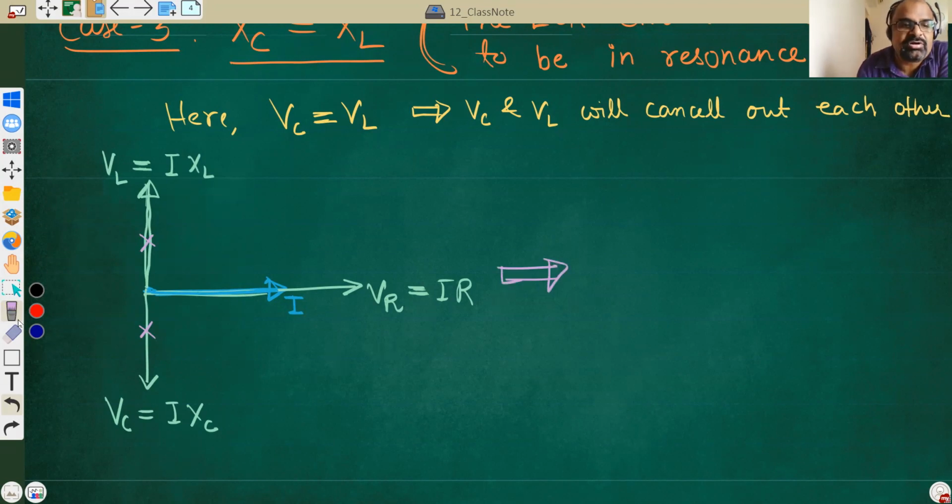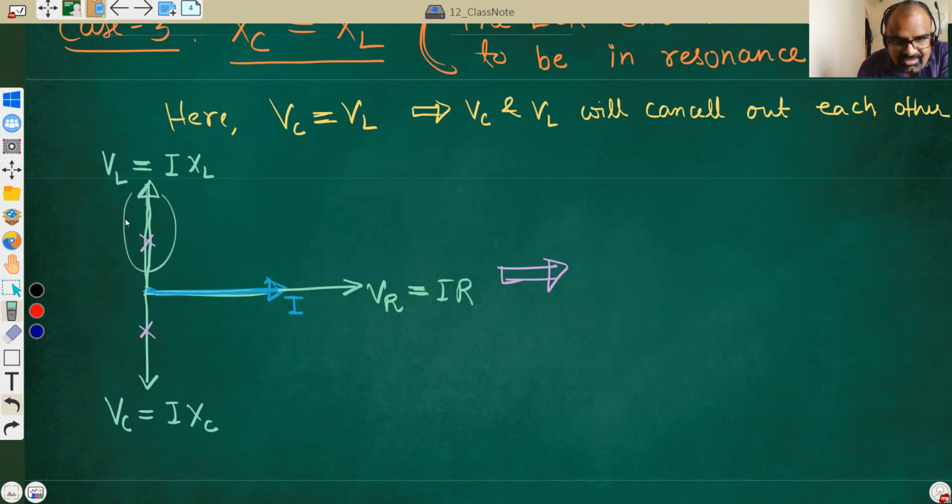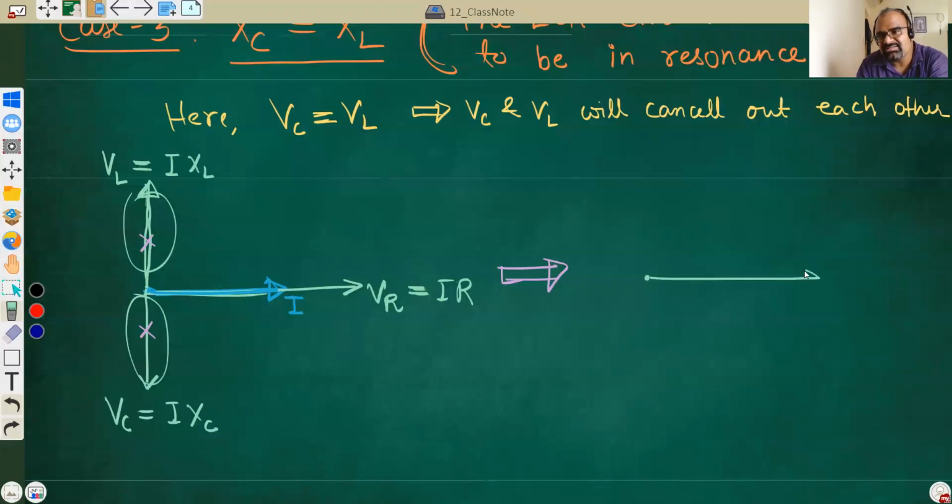So tell me, how will your phasor diagram look like? These two vectors have gone completely. Now the result of these two is neither upward nor downward, because if VL was greater than VC, then the result would have been upward. If VC was greater than VL, then the result would have been downward, but they are exactly equal, so neither upward nor downward. So this is VR and this is I.